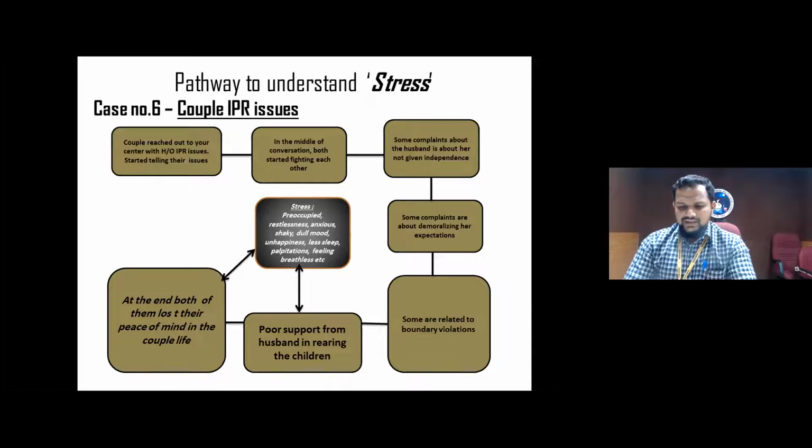Other complaints can be poor support from the husband in rearing the children. One very common complaint that a wife can tell you is, I don't have any support from my husband in rearing the child. So at the end, both husband and wife lost their peace of mind in the couple life, entering an emotionally stressful phase, preoccupied, restless, anxious, and very unhappy, not enjoying their normal day-to-day life or sexual life. That's how the stress comes out.